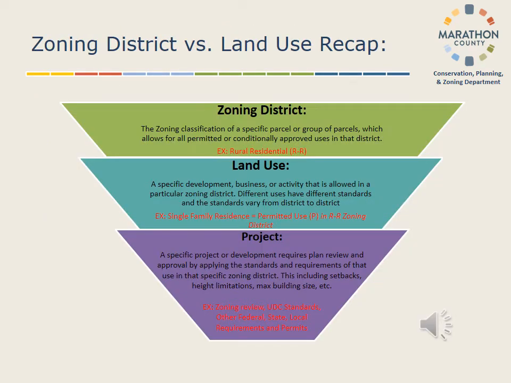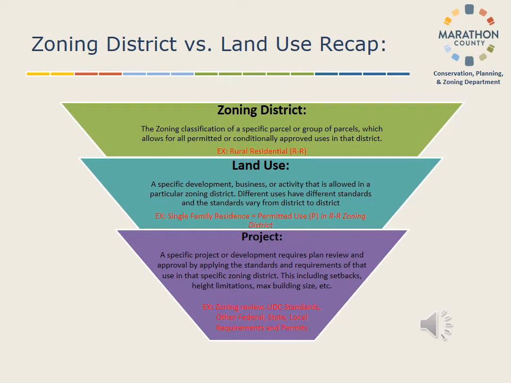As a quick recap, we will go over these again. A zoning district is a zoning classification of a specific parcel or group of parcels which allows for all permitted and conditionally approved uses in that zoning district. For example, for a zoning district, we will use the rural residential. Moving on to land uses, a land use is a specific development, business, or activity that is allowed in a particular zoning district. Different uses have different standards, and the standards vary from district to district.